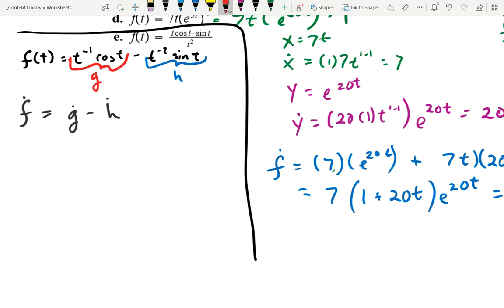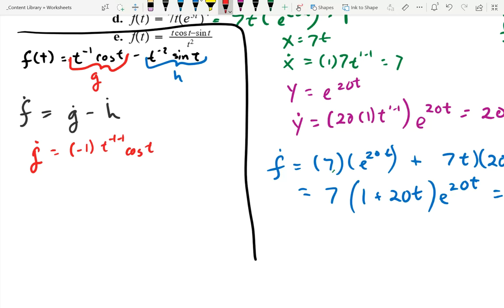So let's do G prime. G prime is equal to, well, I have t to the minus 1 times cosine t. So using the product rule, doing the derivative of the first, I'm going to have minus 2 t to the minus 1. Shouldn't that just be minus 1? No, it should be negative t to the... Yeah, you're right. I was thinking integral. You are right. It's good to be right.